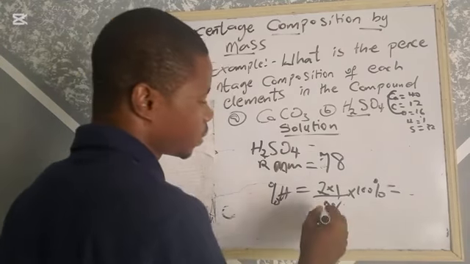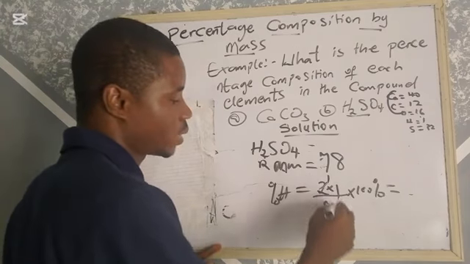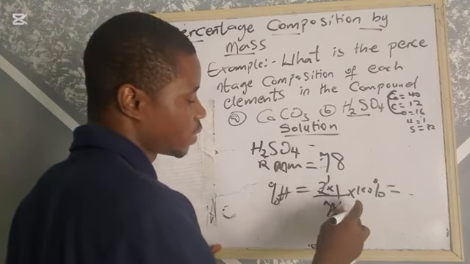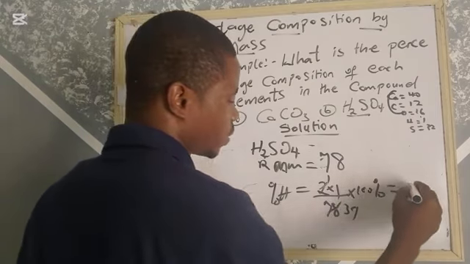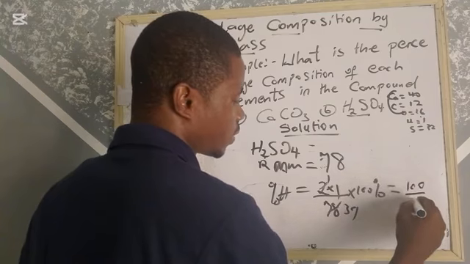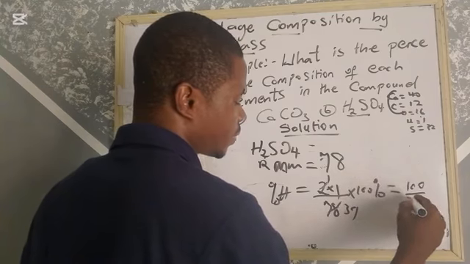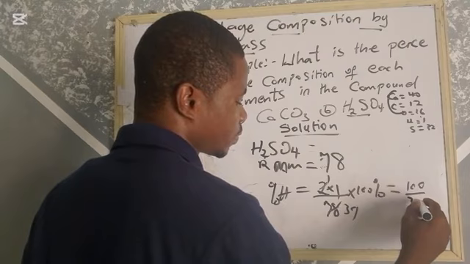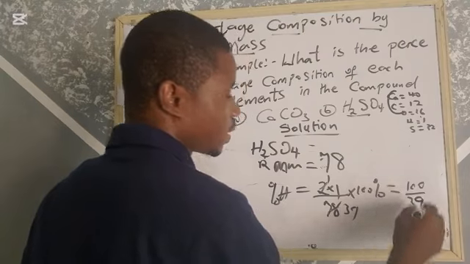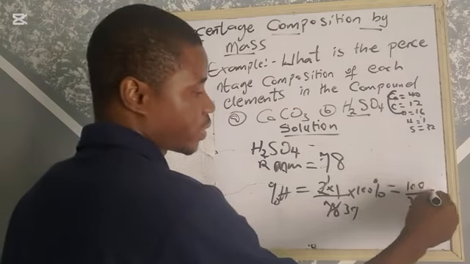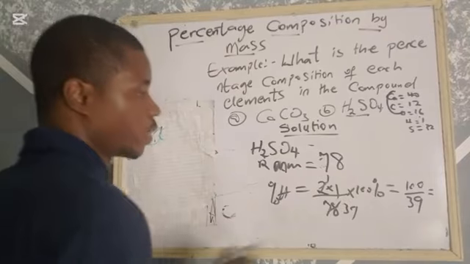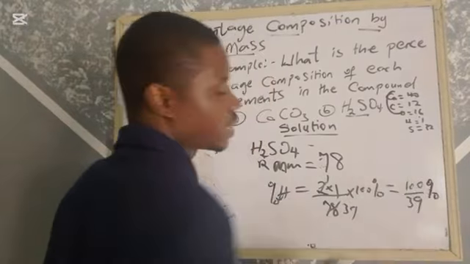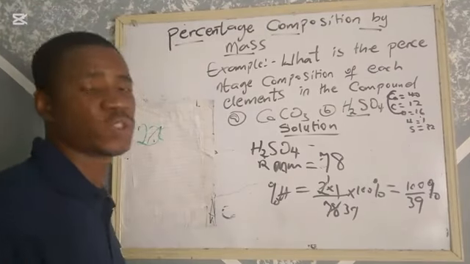The final answer will be 2 over 78, which simplifies to 1 over 39, so we have 100 over 39. Before you press your calculator, whatever answer you get, that is the answer. Of course, we'll get it in decimal form. Remember, it is in percentage. That is the percentage composition of hydrogen.